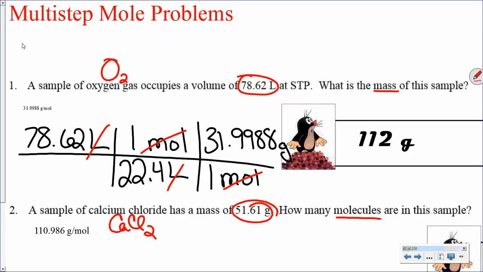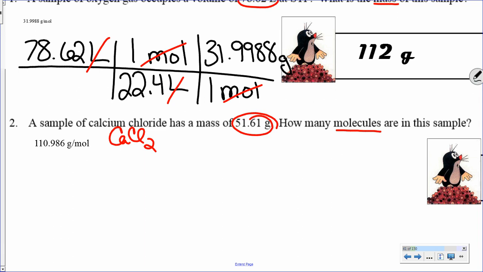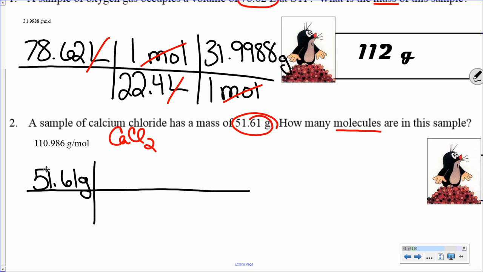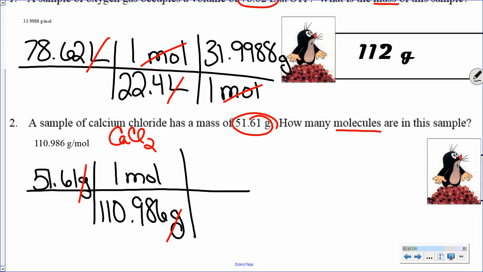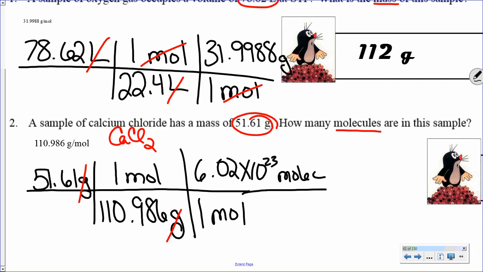So in order to do this, we're going to write our starting amount first, 51.61 grams. To get into moles, we're using our GFM, and we do have grams on the top, so we're going to put our 110.986 grams on the bottom and 1 mole on the top. Grams will now cancel. Now we have moles, we need to take this into molecules. So 1 mole goes on the bottom. 6.02 times 10 to the 23rd molecules are just going to go on top. Moles are going to cancel.